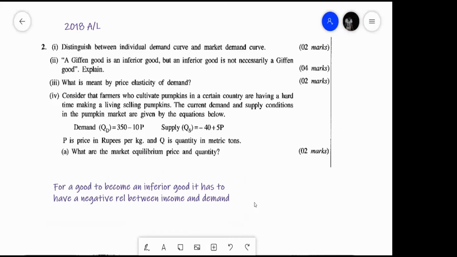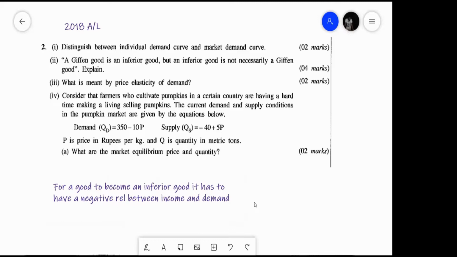Even for a Giffen good, if income increases, you buy less of it. But then what is the additional point? A Giffen good is also a part of inferior goods because of this negative relationship between income and demand. But what is the difference here? What is the additional point a Giffen good has compared to an inferior good? Both have a negative relationship between income and demand, but a Giffen good, in addition to that, has a what?